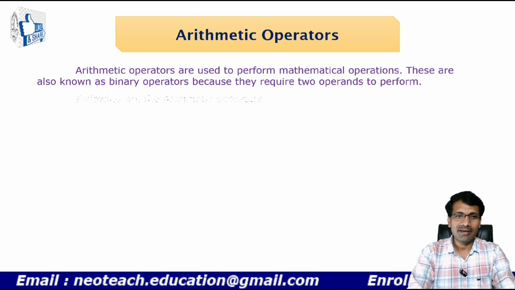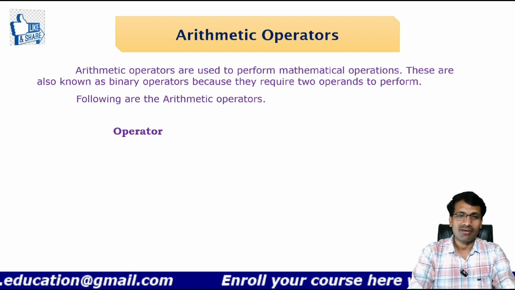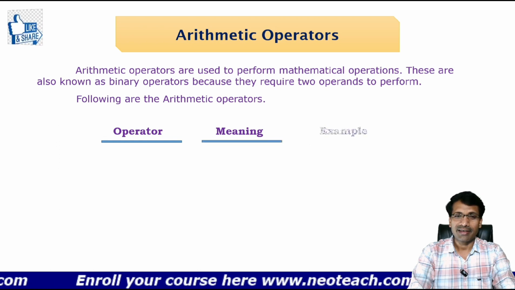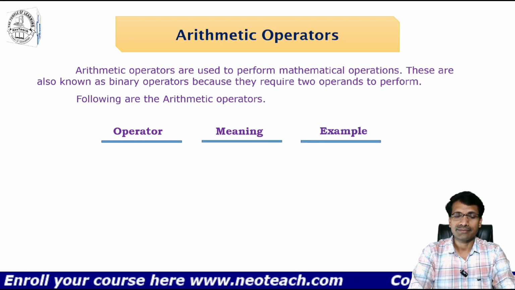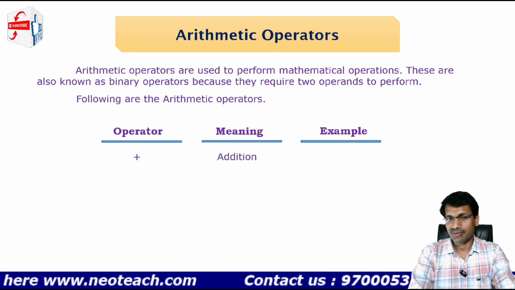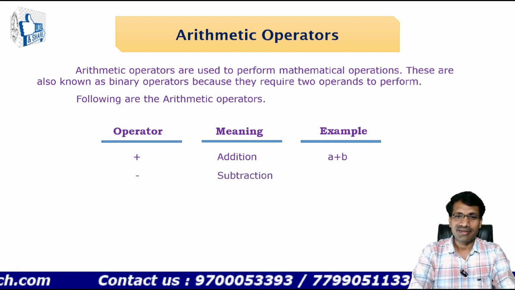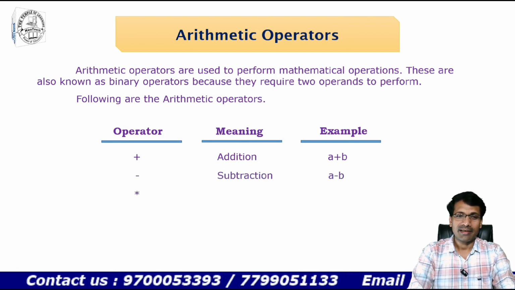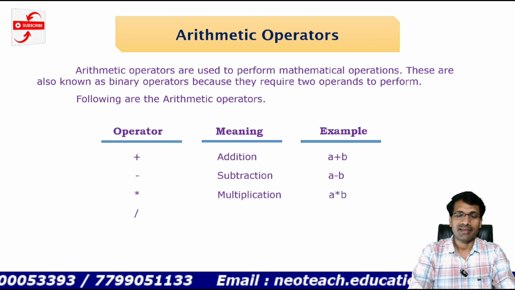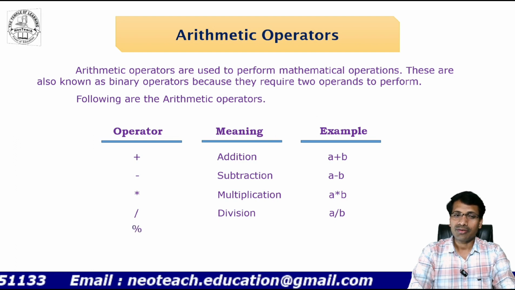Now we will list them out. Following are the arithmetic operators. For each, we will list the operator, its meaning, and one example. The first one is addition, meaning addition only, and the example is a plus b. Next subtraction, a minus b; multiplication, a into b; division, a divided by b; and modular.